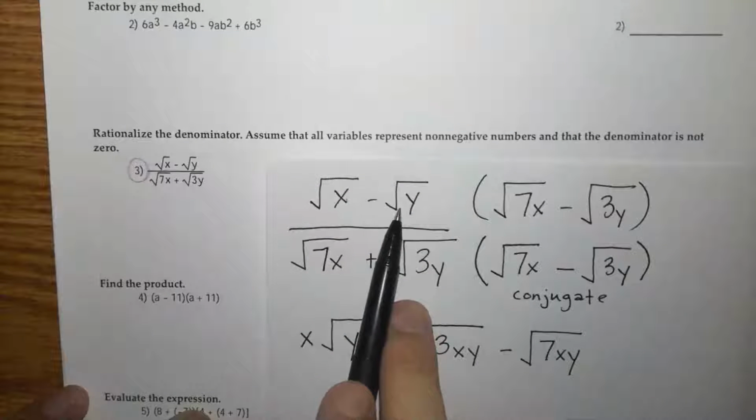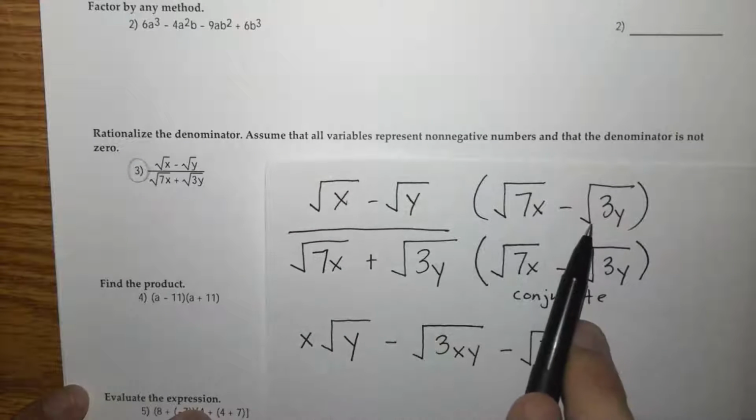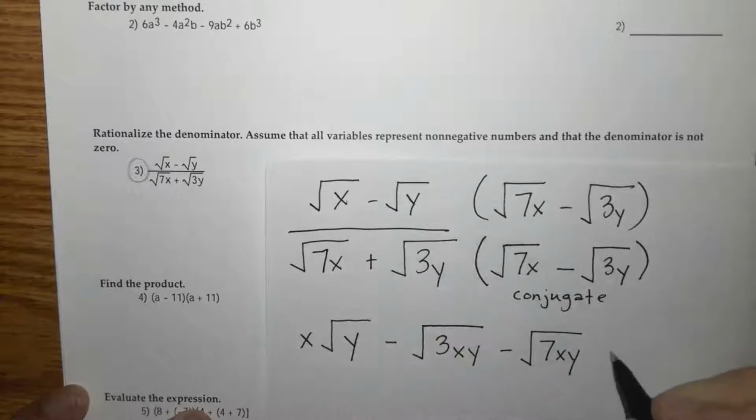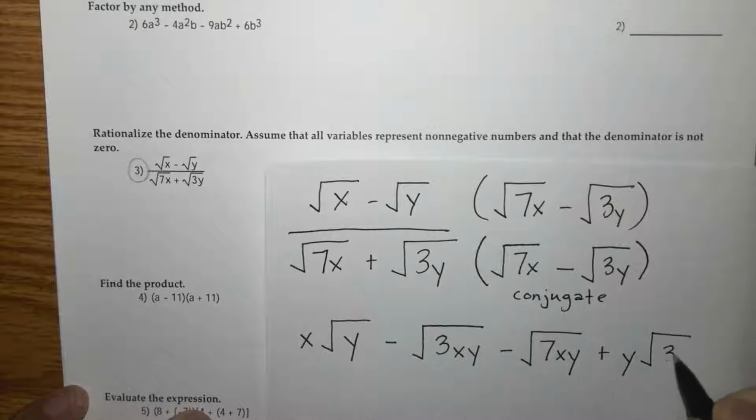And now the negative square root of y times the negative square root of 3y, these y's come out. A negative times a negative is a positive. And then the only thing left of that radical is the 3.